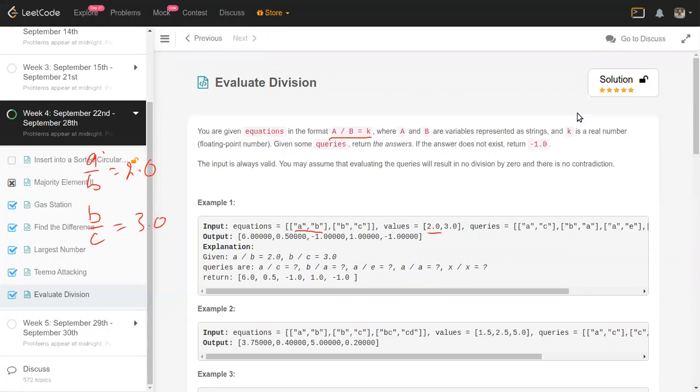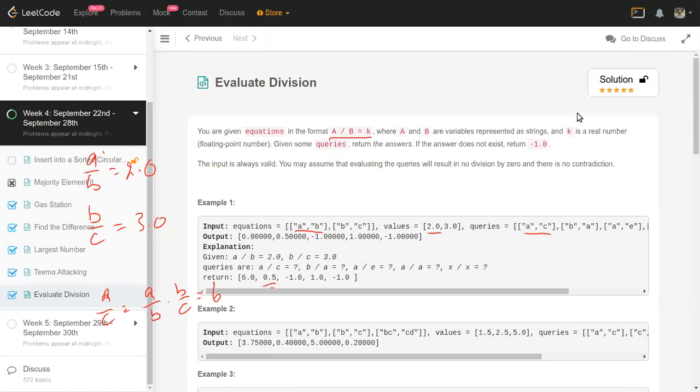And as part of the query, we have something like a by c, b by a, and so on. What it means is we want to find the value of a divided by c. If I know a by b and b by c, a by c is just the product of these two. A by b times b by c is going to be a by c, which is 6 in this case. That is what we need to find for each of them. B by a is just the reciprocal of a by b, which is 0.5.